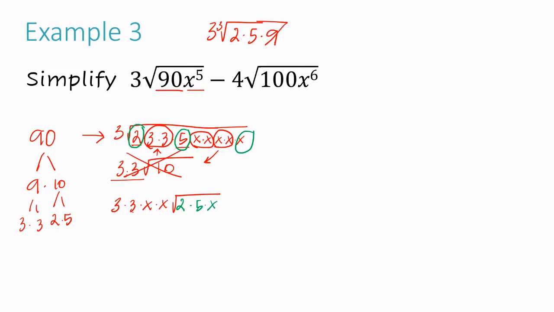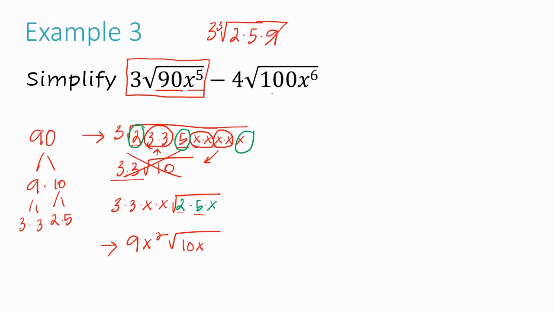3 times 3 is 9. X times x, what is that? X squared, okay? And then the square root of 2 times the 5 is 10. And then there's just a regular x. So the original first term that I had right here, it was 3 square root 90 x to the 5th, can be simplified or rewritten as 9x squared square root 10x.